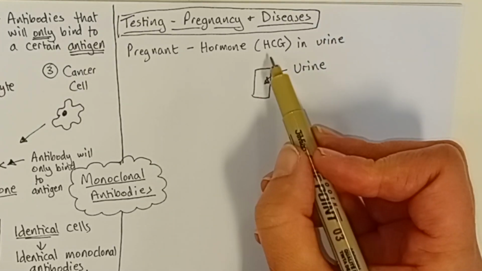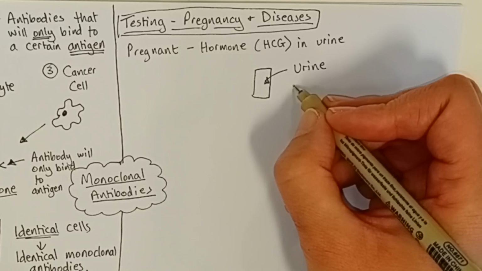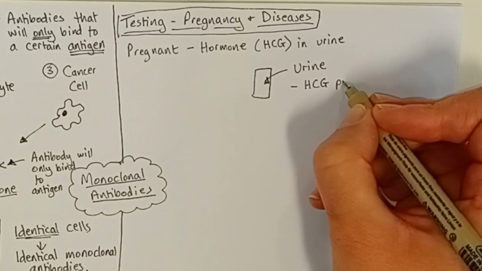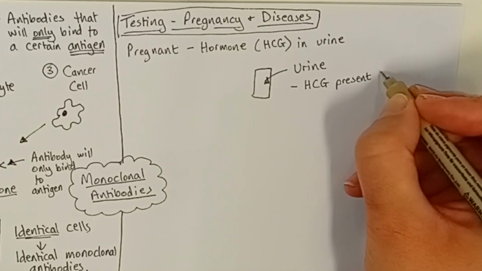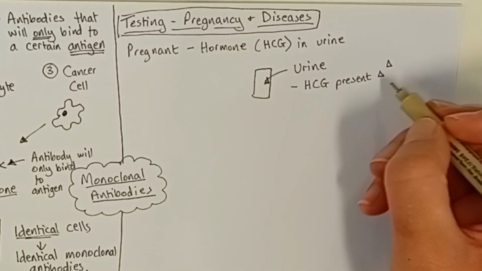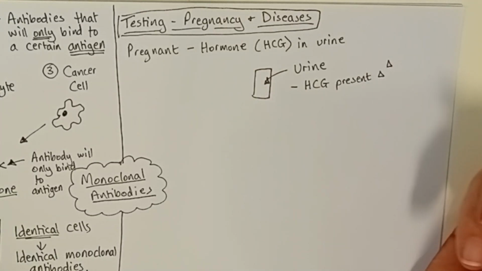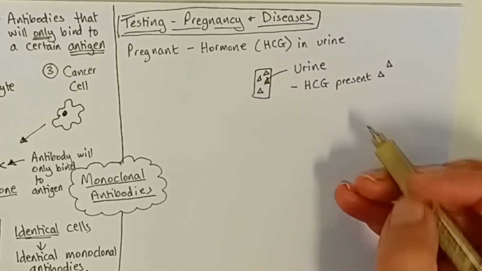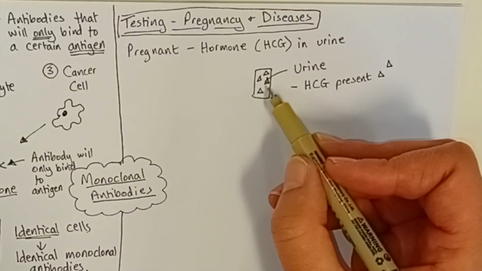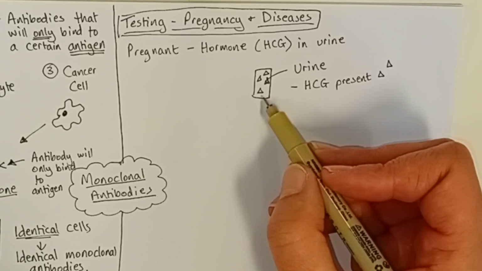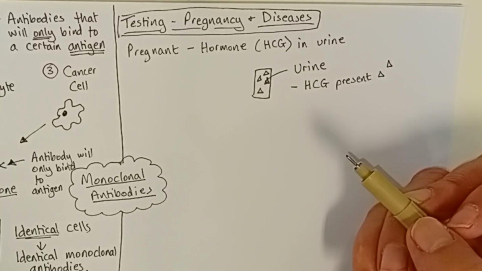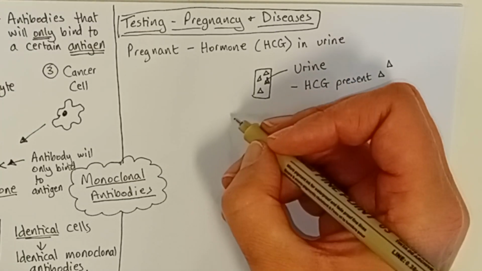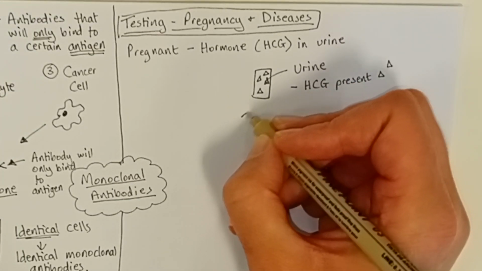And if the woman is pregnant, that urine will have HCG in it. I'm going to just pretend that the hormone are those little triangles there. So if the woman is pregnant, she'll wee on the test strip, and some of the hormone will be in that wee, and it will also go onto the test strip. Next to the test strip, then, are a set of free monoclonal antibodies.